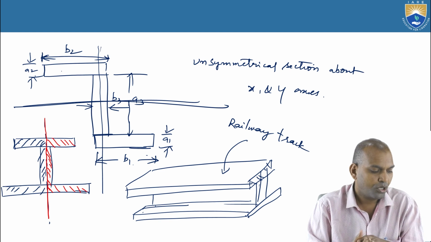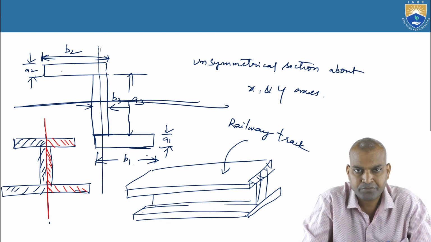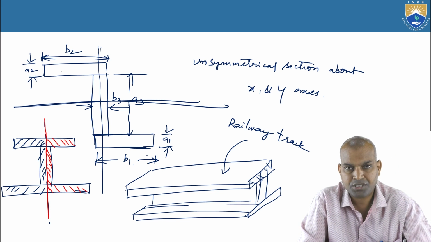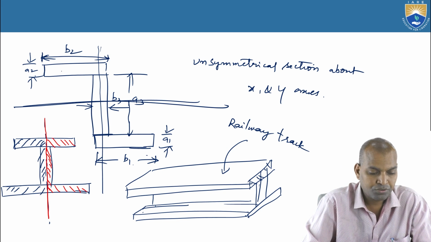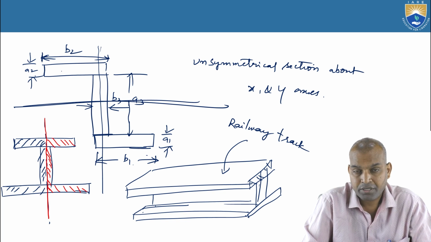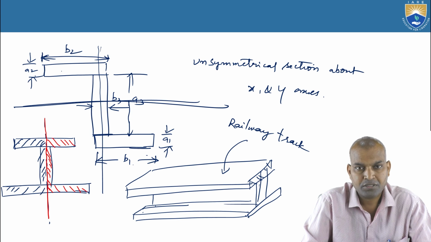Alright. So in this session, we covered what is symmetry and what are unsymmetrical sections. More application-oriented topics we will consider in the next session. In summary, in this session we covered what is centroid, what is center of gravity, what is center of mass, the centroid of simple plane figures, and what is symmetry and unsymmetry.